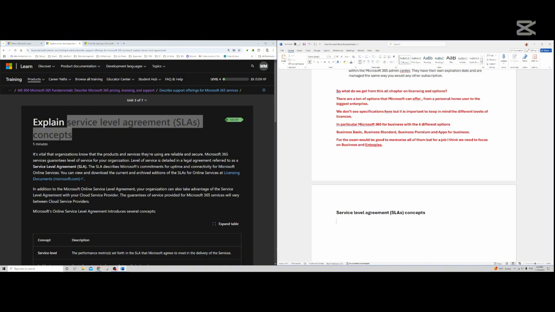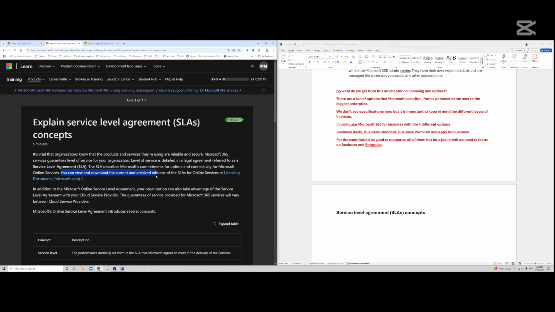It's vital that organizations know that the products and services they are using are reliable and secure. So Microsoft 365 services guarantee a level of service for your organization. The level of service is detailed in a legal agreement referred to as a service level agreement. The SLA describes Microsoft's commitment for uptime and connectivity for Microsoft Online Services. You can view and download the current and archived editions of the SLA for online services.